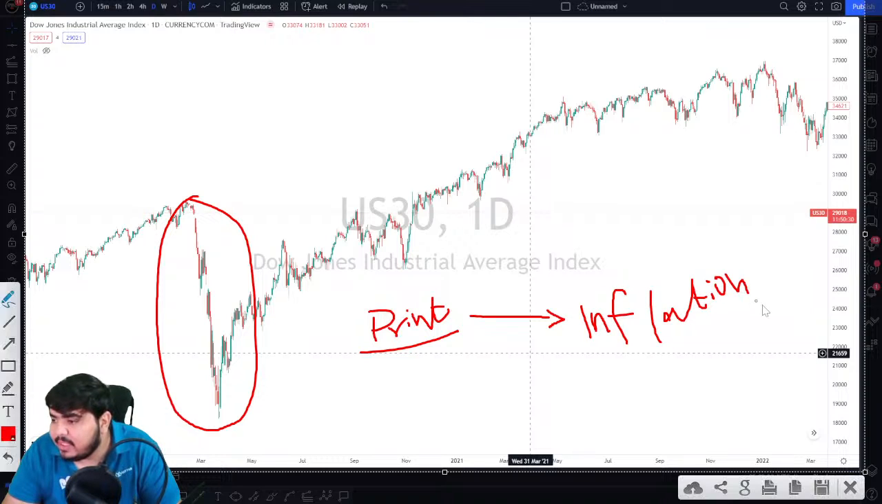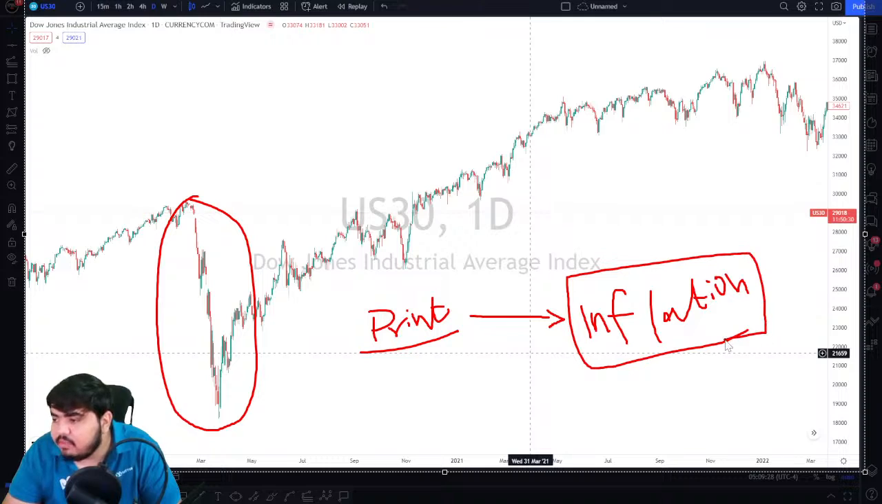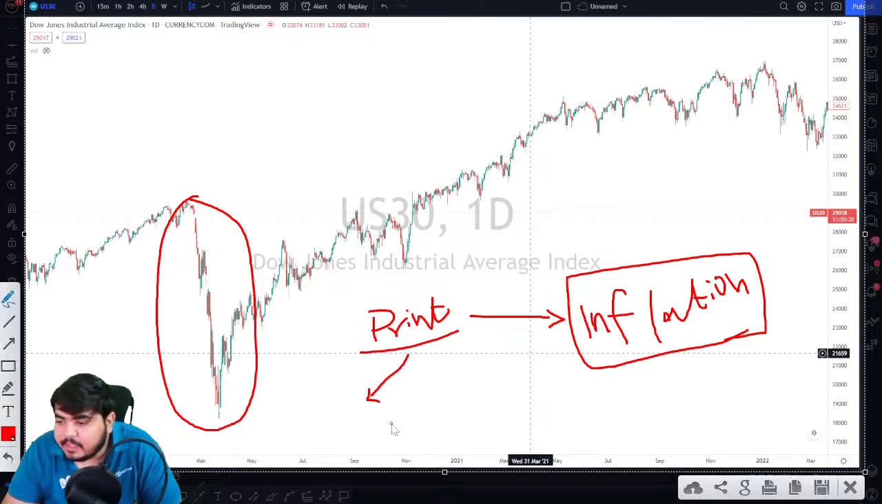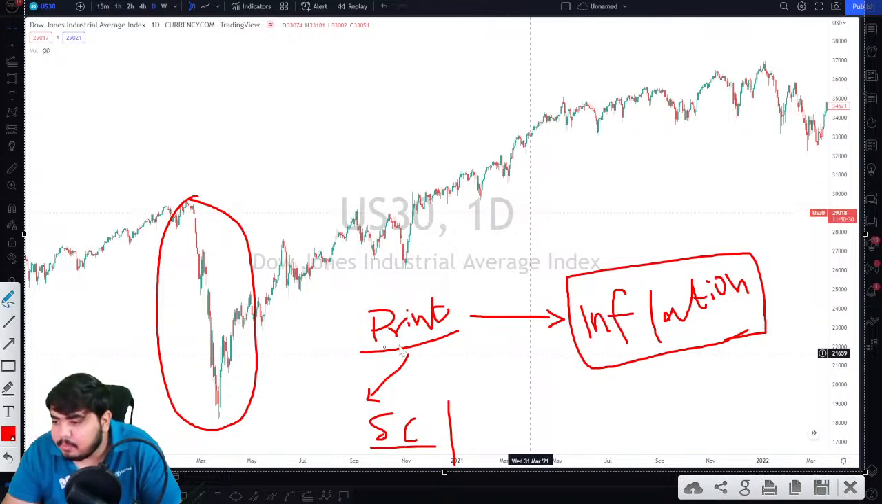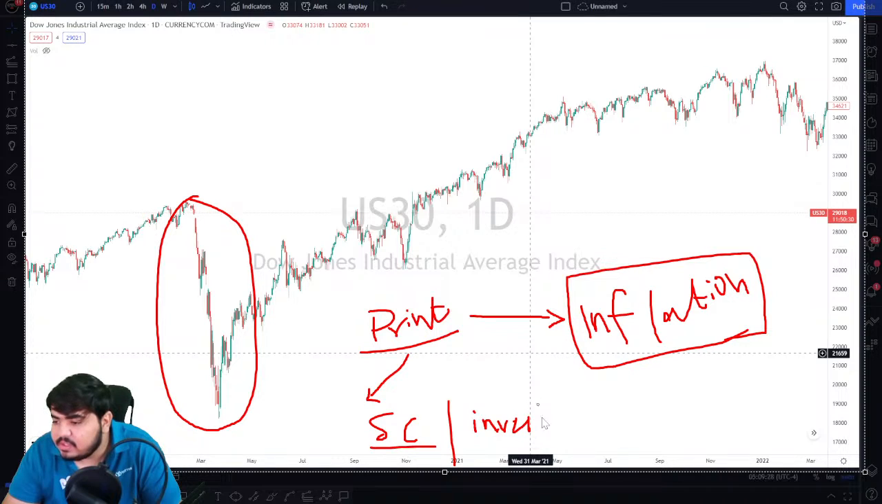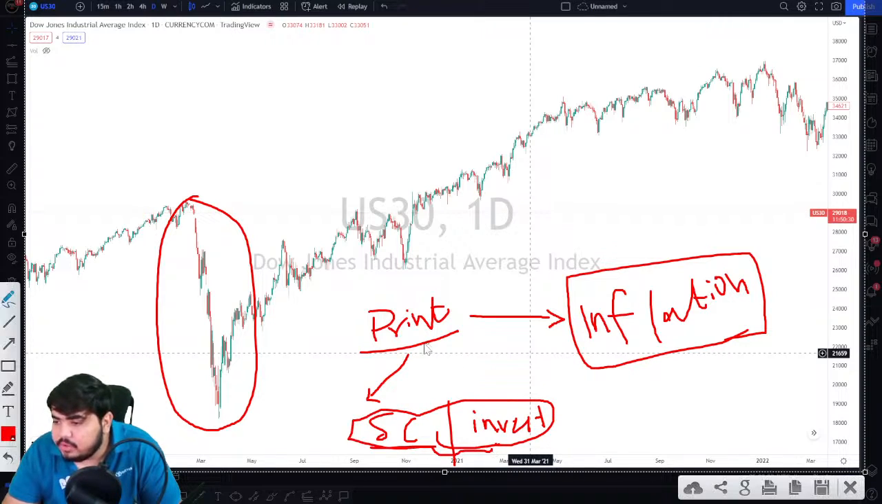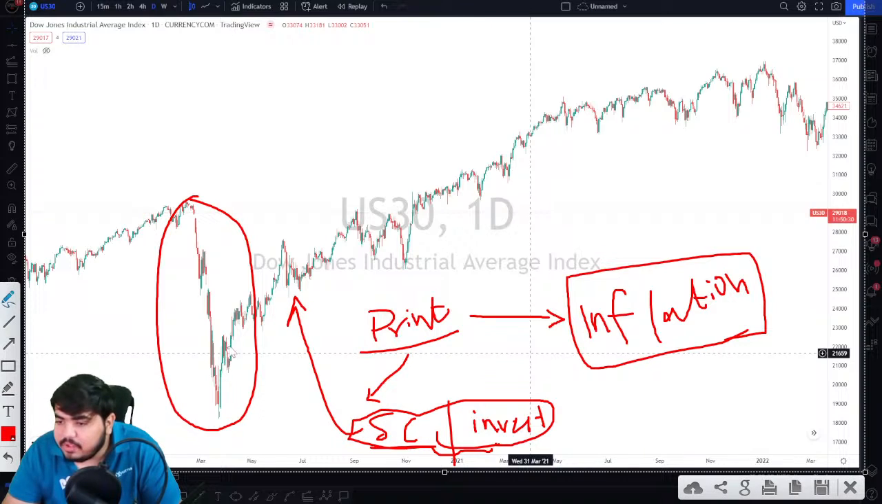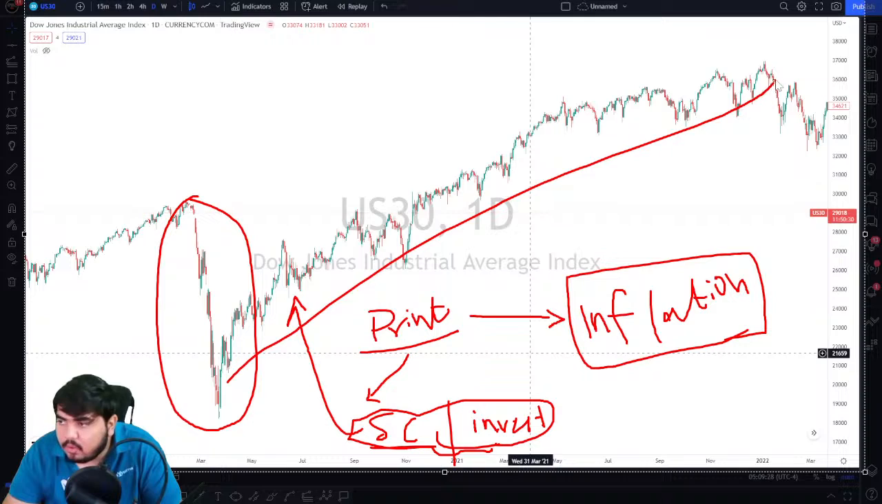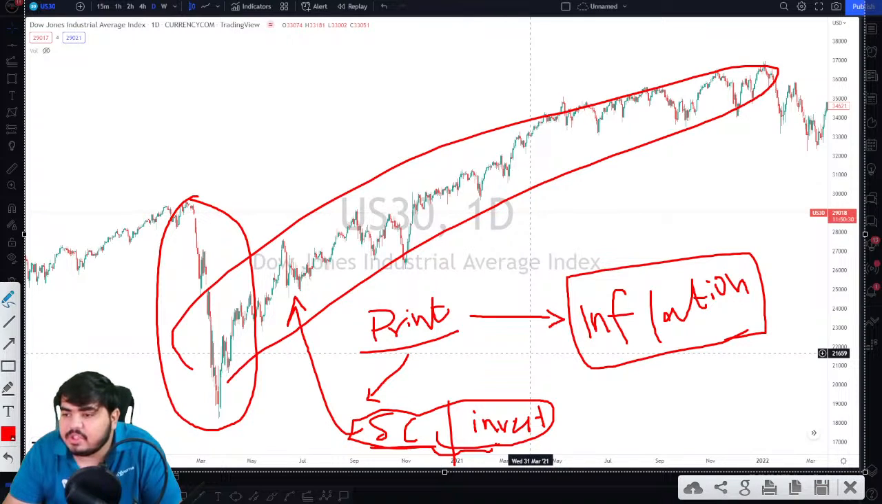Printing money gives us inflation in the longer run. Now, when they print all their money and give stimulus checks to the people, they give this money as a loan to people who can invest. So at the end of the day, a major portion of all this printed money came into the market, and we see another all-time high after the crash.